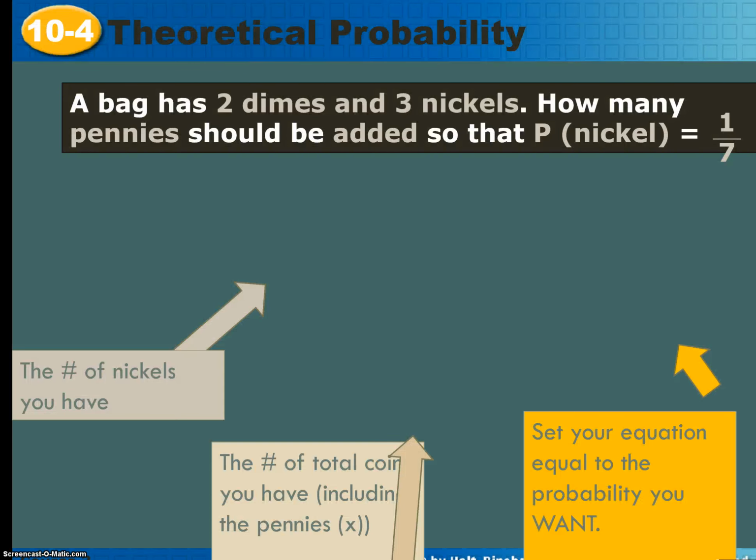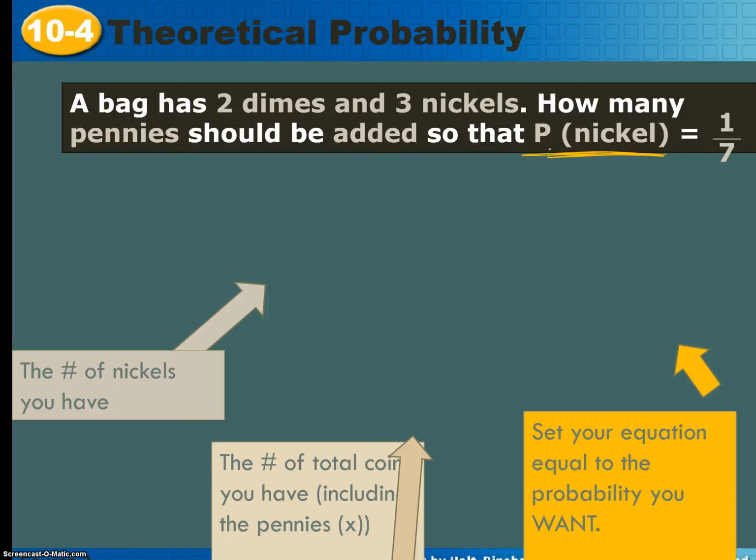We're going to do another type of problem, theoretical probability. If a bag has 2 dimes, 3 nickels, how many pennies should be added so the probability of drawing a nickel is 1/7? Whoa, did I just blow your mind? Because this is a tough question. We're going to do 2 different questions like this. There'll be one on your homework. There'll also be one on your summative.